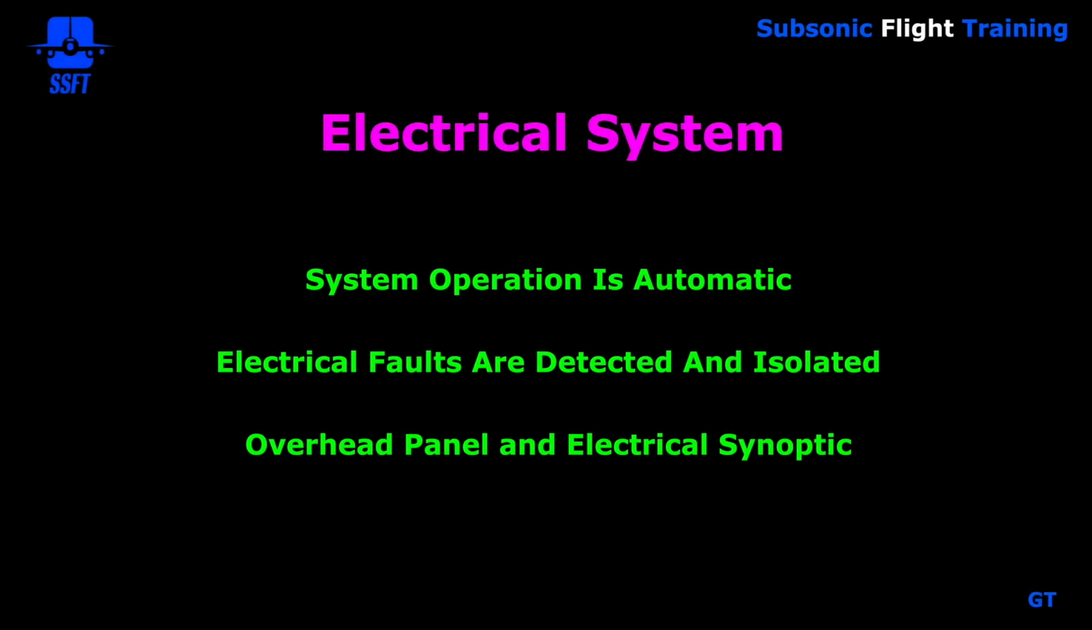The electrical system, for the most part, is all automatic, with the exception of external and APU power and isolating non-normals. Electrical faults are detected and isolated, most of them automatically. Sometimes you have to take action on that electrical panel via a non-normal procedure. And the electrical system controls and indicators are located on the overhead panel and the electrical synoptic.